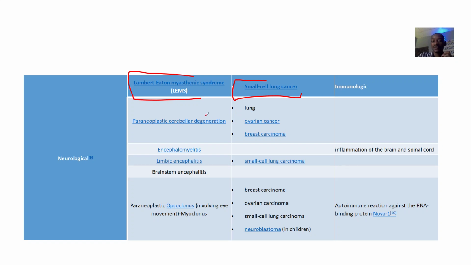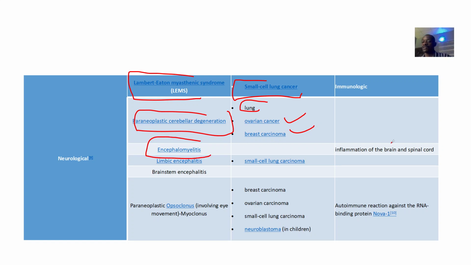Then paraneoplastic cerebellar degeneration can result from lung cancer, ovarian cancer, breast cancer. Alright, so it's also known to cause paraneoplastic syndrome. Then for encephalomyelitis, it can cause paraneoplastic syndrome through what? Inflammation of the brain and the spinal cord. Now some of them, their mechanism is not really known, you understand? So it's still a study ongoing.